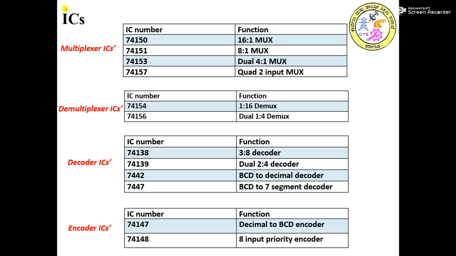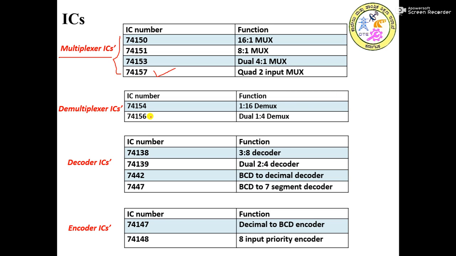Next and the last concept is, here we are going to list the different ICs. As I already told you, every combinational circuit or every combinational logic device will have its own IC. First we will list the multiplexer ICs. 74150, that is a 16:1 mux. 74151, that is an 8 is to 1 mux. 153, that is dual 4 is to 1 mux, means there will be two 4 is to 1 muxes in the single IC. And 74157, quad 2 input multiplexer, means we will find four 2 is to 1 muxes in the single IC. These all we will see in the laboratories.